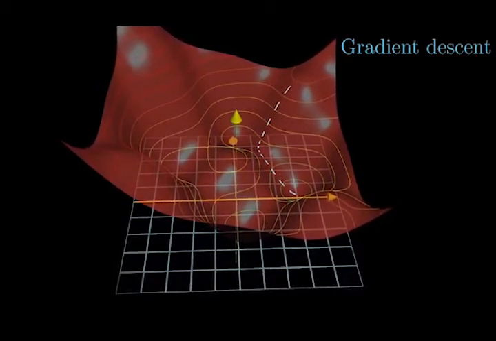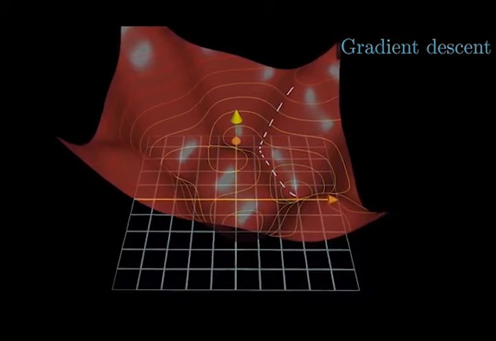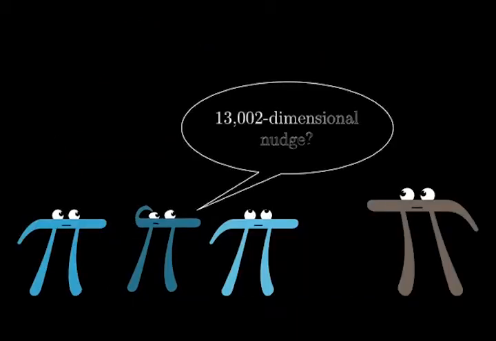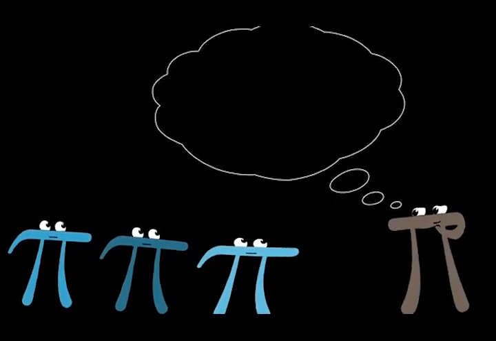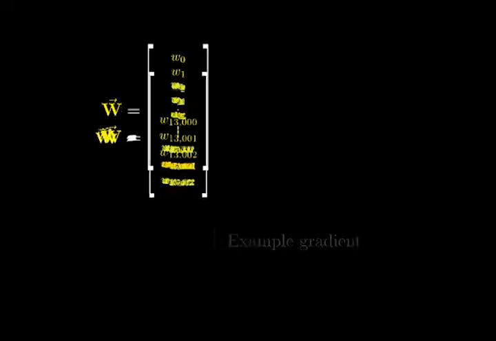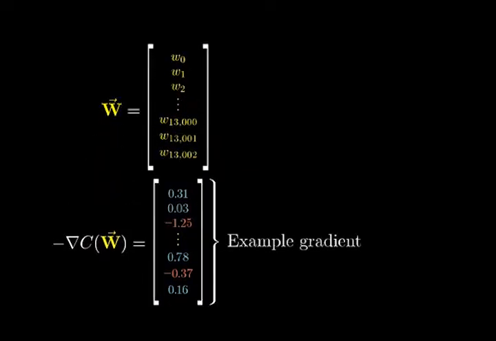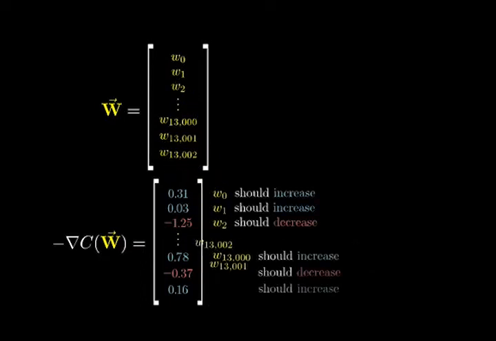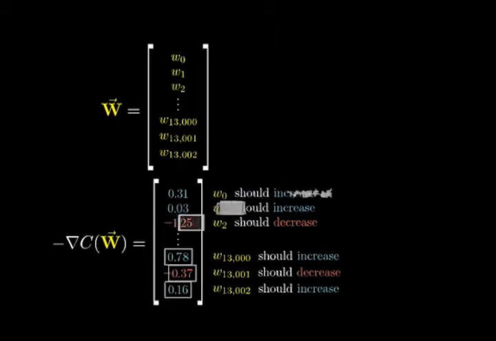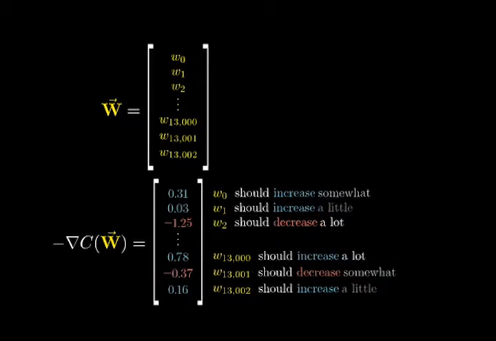I'm still showing the picture of a function with two inputs, of course, because nudges in a 13,000 dimensional input space are a little hard to wrap your mind around, but there is actually a nice non-spatial way to think about this. Each component of the negative gradient tells us two things. The sign, of course, tells us whether the corresponding component of the input vector should be nudged up or down. But importantly, the relative magnitudes of all these components kind of tells you which changes matter more.